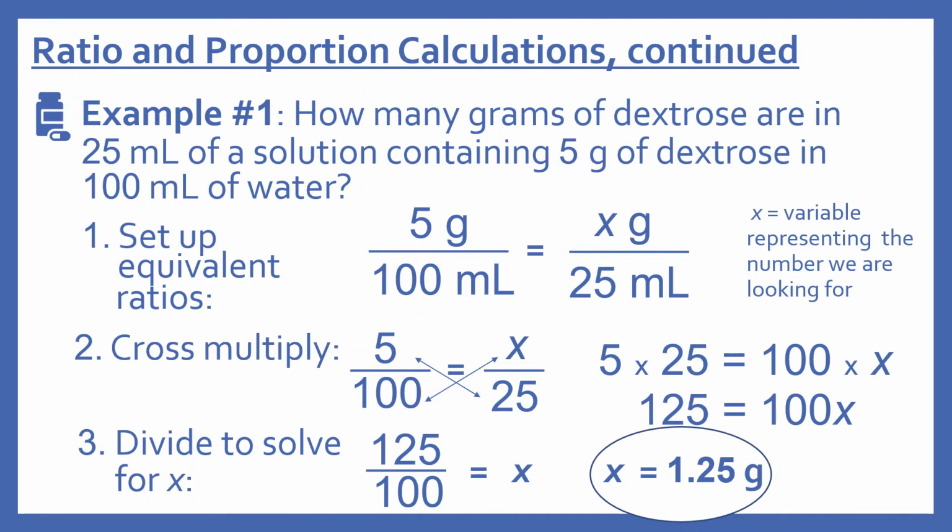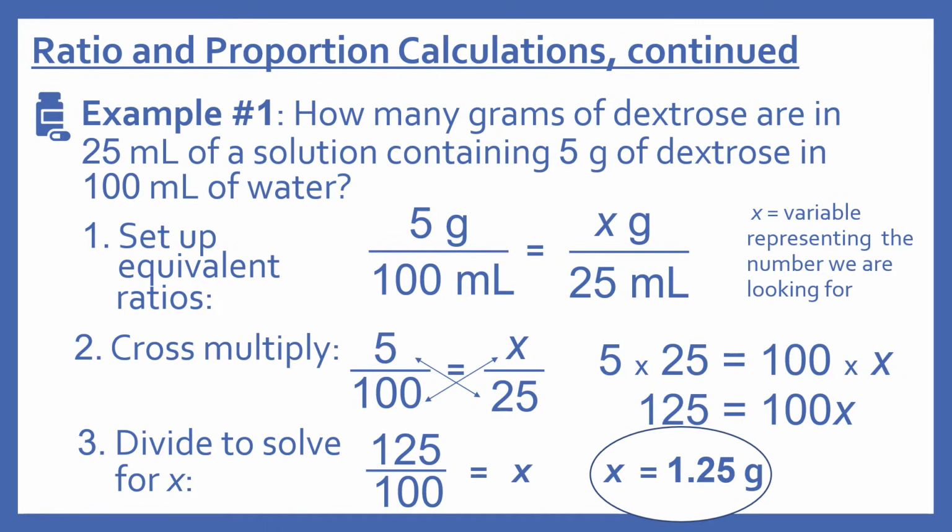So example number 1. How many grams of dextrose are in 25 milliliters of a solution containing 5 grams of dextrose in 100 milliliters of water? So first we'll set up equivalent ratios. What we know is 5 grams of dextrose, so 5 grams over 100 milliliters, and we'll set that equal to X grams. Remember, X is a variable representing the number we're looking for. Over 25 milliliters. So we have 3 of the numbers. We're going to solve for the 4th number to get the answer. So we set up the equivalent ratios.